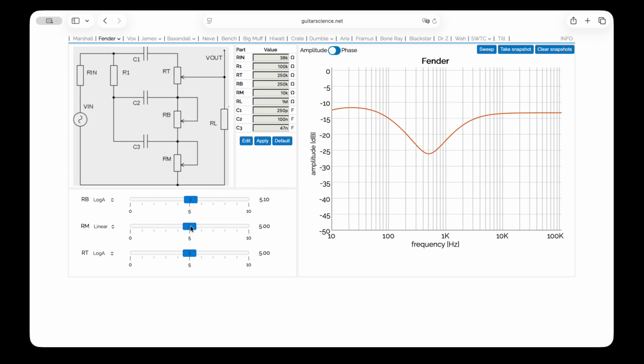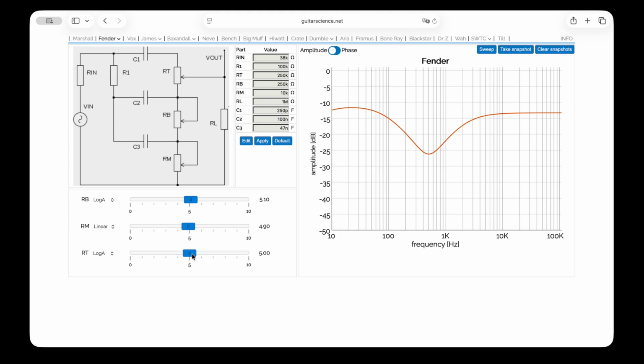But if I play with the mid parameter, when I go down, you'll see that also the highs are going down, and also the bass. And the same happens if I go up. Actually, the treble part, the higher part in the frequency response, is affected more than the lower part. So you see already some weird interaction going on.